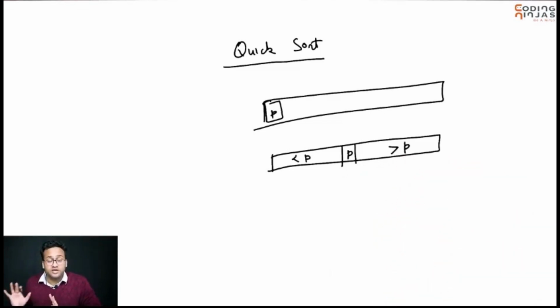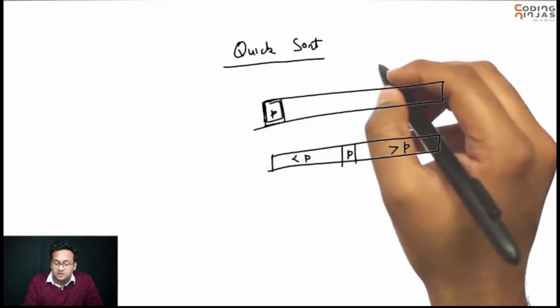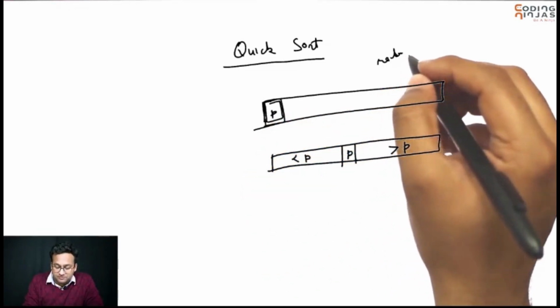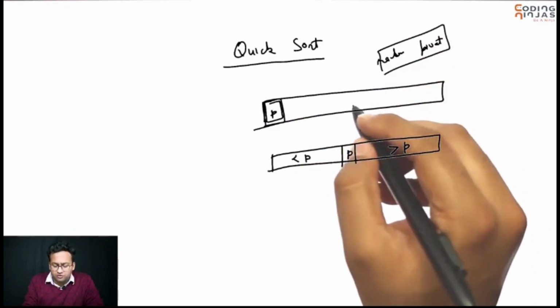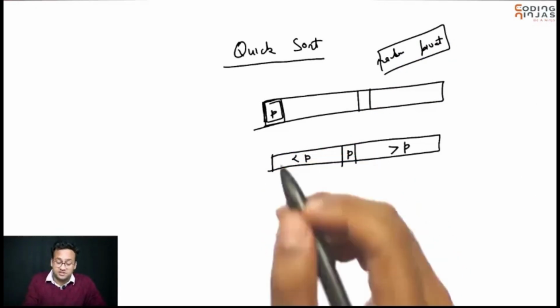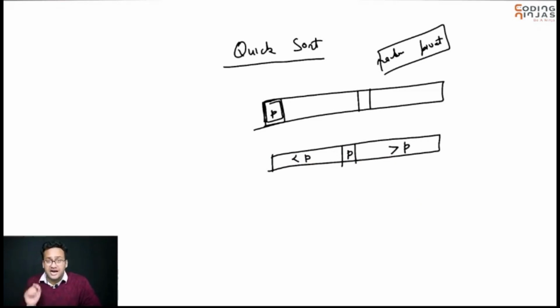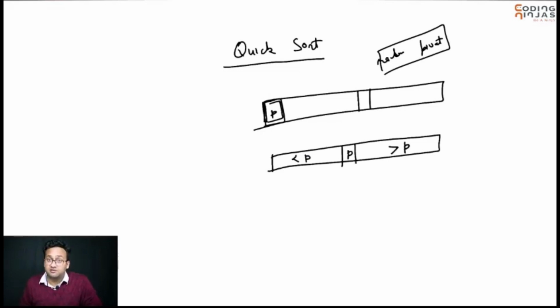So that's how we talked about quicksort. In general, we will not be taking the first element to be the pivot. We will take a random pivot. We will find a random number and use that index to be our pivot element. So it's not that we will always take the first element as the pivot. We will pick a random pivot element and use that as our pivot.